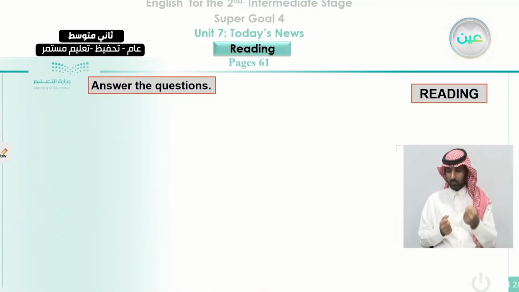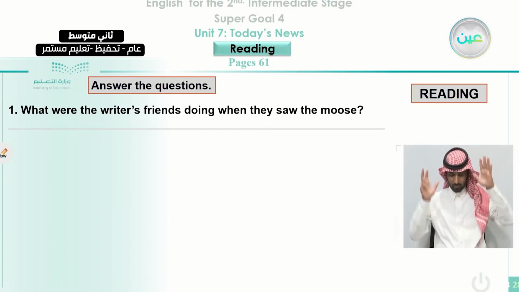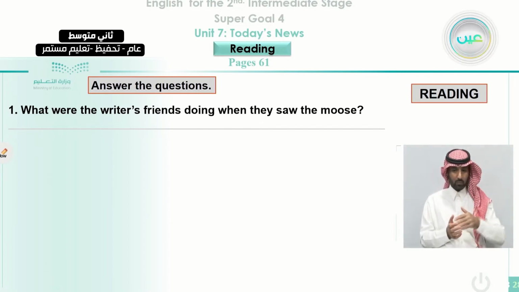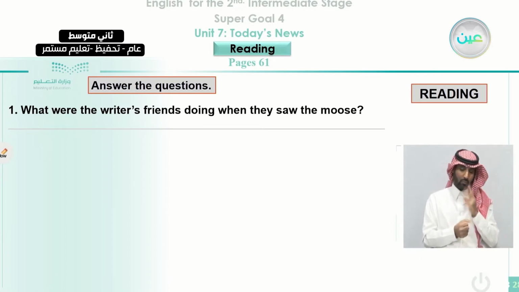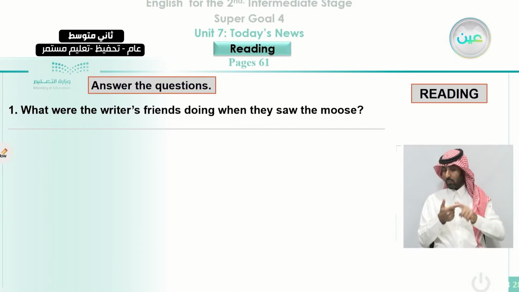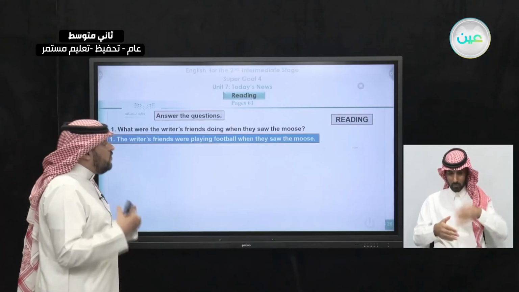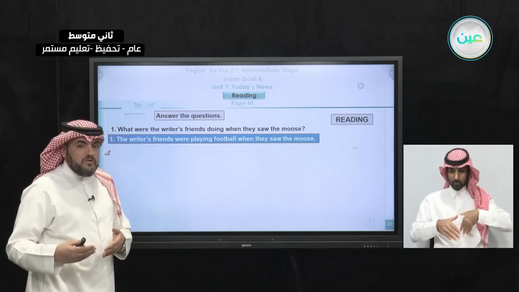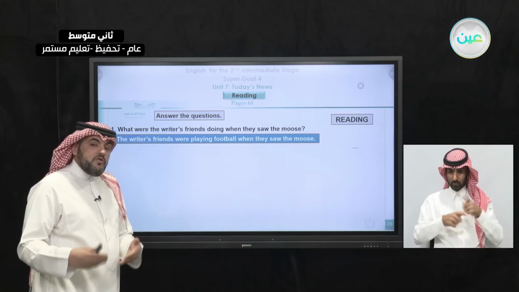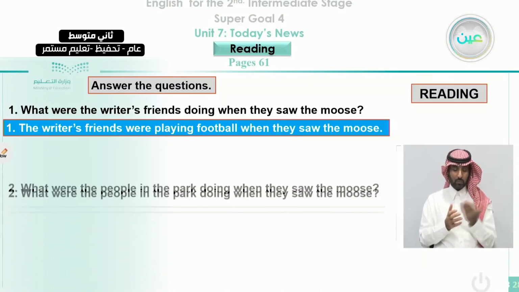Okay, so let's answer the questions about this reading. What were the writer's friends doing when they saw the moose? Again, we're talking about events that happened in the past. Two kinds of actions: one is continuous and the other one is simple. The writer's friends were playing football when they saw the moose. So they were playing football, which is continuous, and during that, they saw the moose. So here we have two actions.